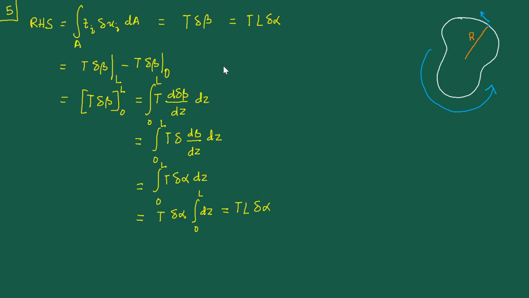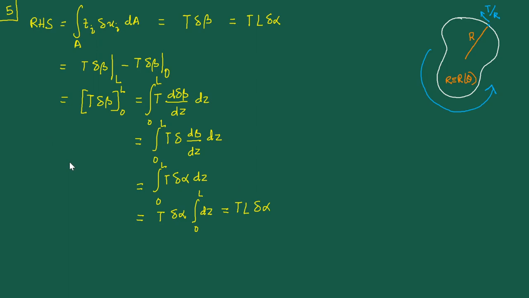Now, let me just complete what I was discussing here. So this is like a T by R, and this R here is a function of theta. Okay, just to complete that picture. Now what we want to do is, of course, take this LHS equal to RHS and see what kind of terms we'll get.